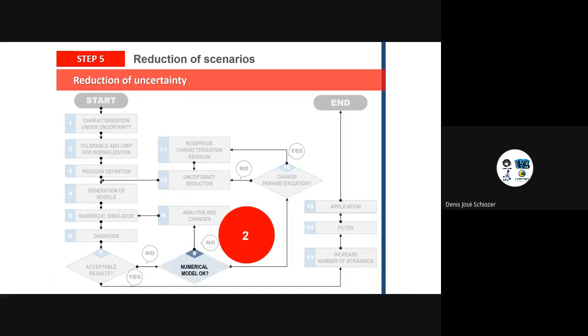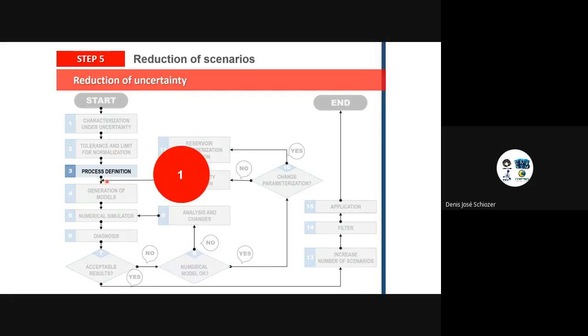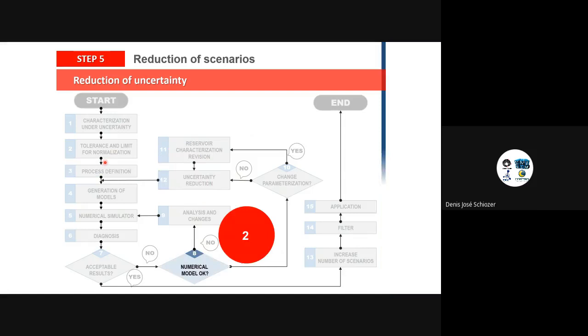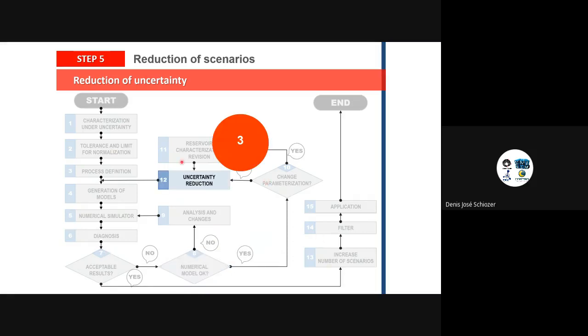This is the most important part. And the process here is defined not only by the objectives, but also by the parameters that I'm going to use, the uncertainties I'm going to include in the process, and so on. Once we go here, we go to the numerical model to see if it's okay, which is what we did in step 3. Then we go into this reduction of uncertainties.